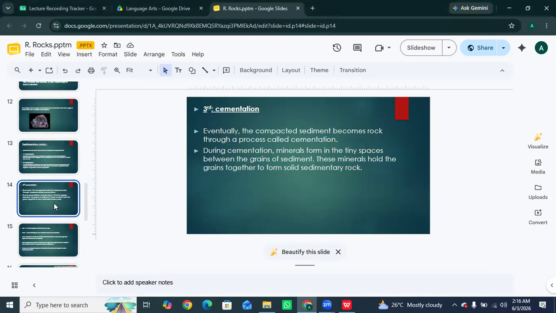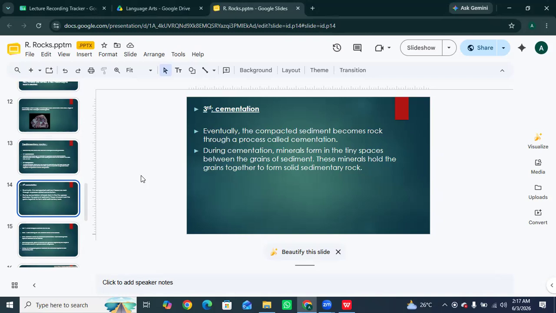The next one is cementation. Eventually, the compacted sediment becomes rock through a process called cementation. During cementation, minerals form in the tiny spaces between the grains of sediment. These minerals hold the grains together to form solid sedimentary rock. So basically, cementation is a process where minerals grow in the tiny gaps between the squeezed grains, acting like natural glue to lock them into solid rock.